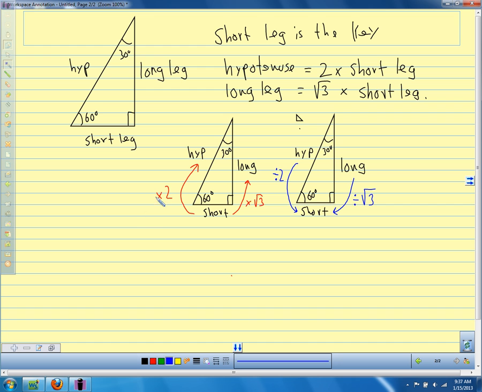And our homework tonight is just using these rules over and over and over again. To go from the short side to the hypotenuse, multiply by 2. To go from the short side to the long side, multiply by the square root of 3. To go from the hypotenuse to the short side, divide by 2. To go from the long side to the short side, divide by the square root of 3. And this just gives us an easier way to work with these 30, 60, 90 triangles than using the Pythagorean theorem.